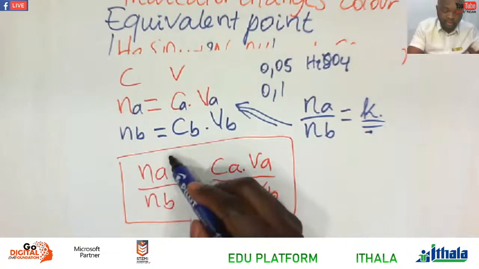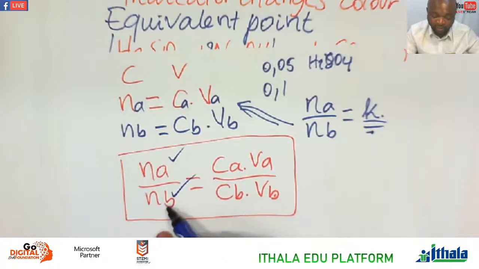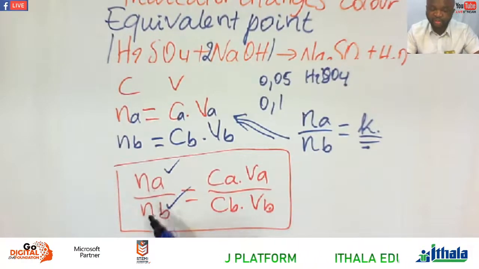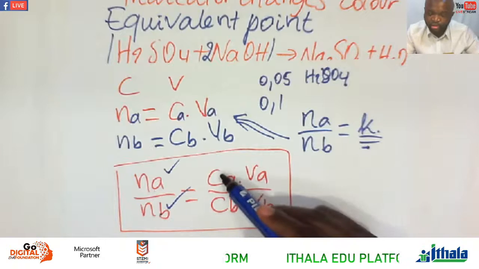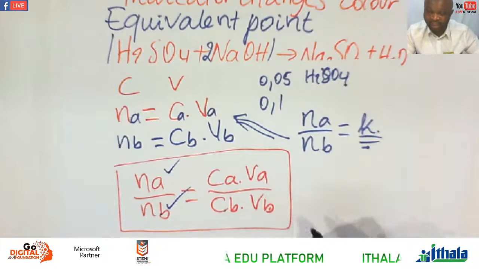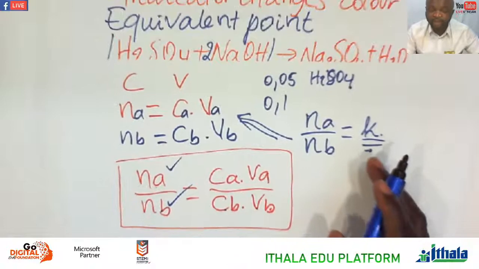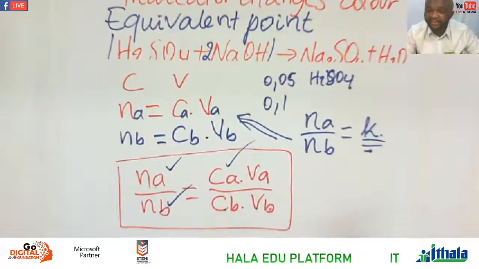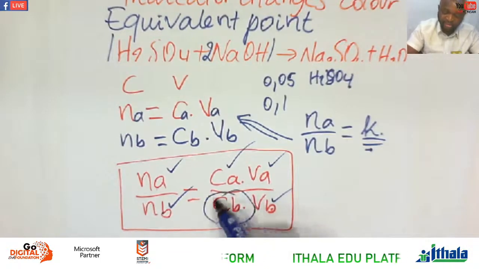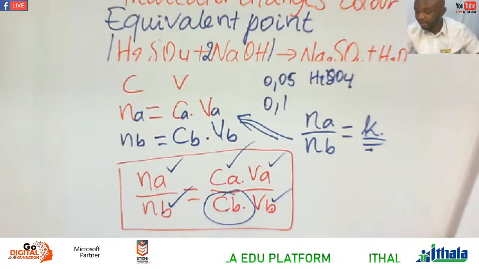You get Na from the balanced chemical equation, and Nb too: the stoichiometric coefficient in front of the base. This one is in front of the acid. This one is the concentration of the acid, this one is the volume of the acid, and this is the concentration of the base and the volume of the base. In an equation they may give you the concentration of the acid, the volume of the acid, and the volume of the base, and then say calculate the concentration of the base. So you use that example and you'll be okay.